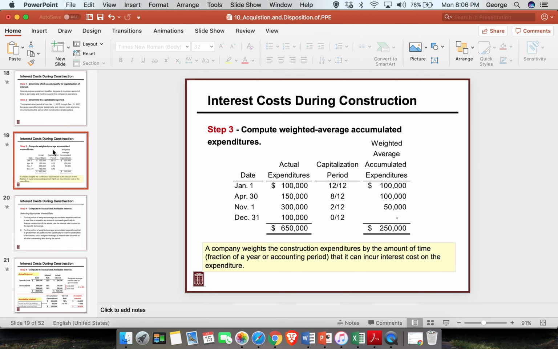All right, then interest cost, we use a weighted average interest cost. So I have expenditures of 100,000 and we're funding this, right? Because it was January 1, we get to capitalize it for 12 periods. We spent 150 on April 30th, so that's only 8 months, so we don't get to record the full amount of interest. And then November 1, so that's only 2 months. And then this one on December 31st, we can't capitalize any interest on that one because it didn't happen until the end of the year.